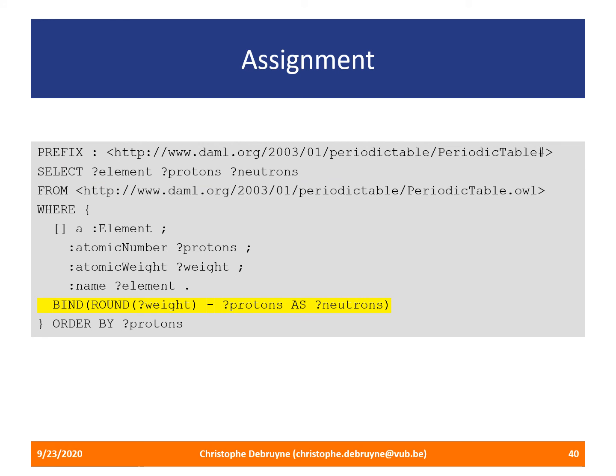Another way to assign computed values to variables is with an assignment using the bind directive. And these do not appear in the select clause, but they appear in the body of the query by merely using the bind directive and then putting the computation inside the bind directive and again using as to assign the value to the variable name.